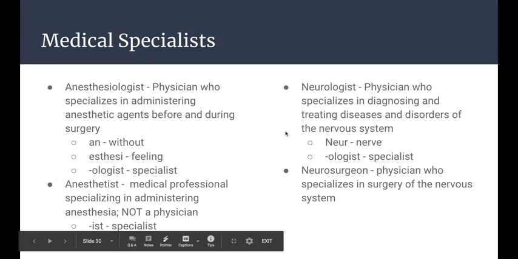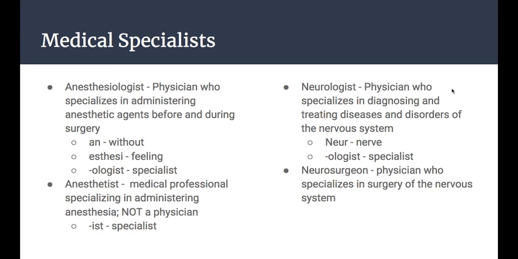Moving on. Let's talk about more of the nerves. So, neurologist is a physician who specializes in diagnosing and treating diseases and disorders of the nervous system. Neuro means nerve, and then ologist means specialist. So obviously, a neurologist, you're specializing on the nervous system. That includes the brain, the spinal cord, the nerve endings. A lot goes into becoming a neurologist.